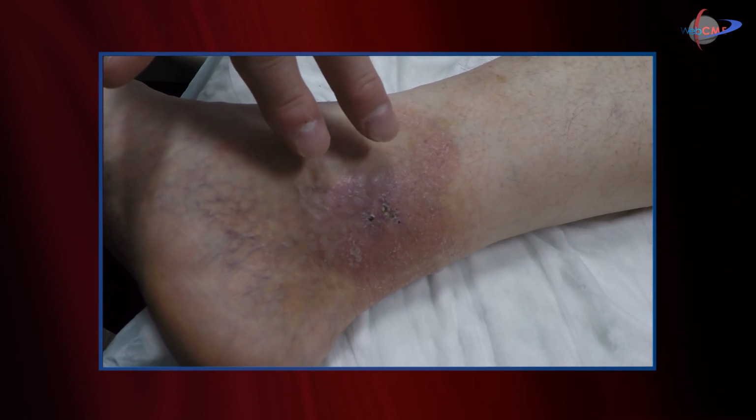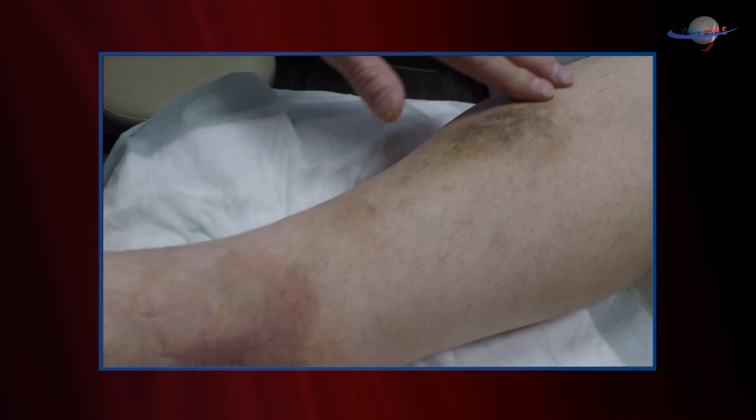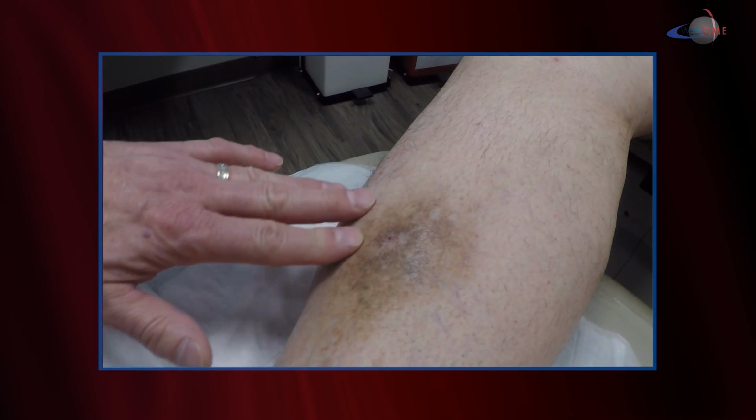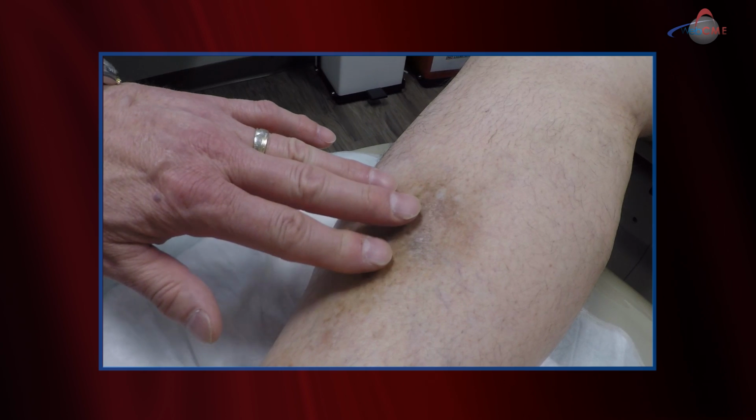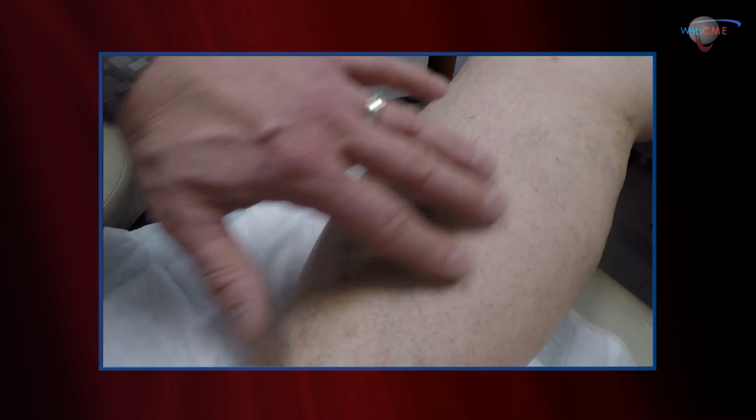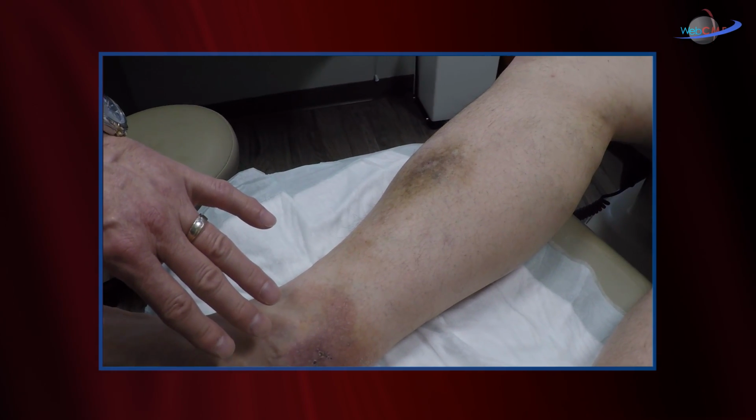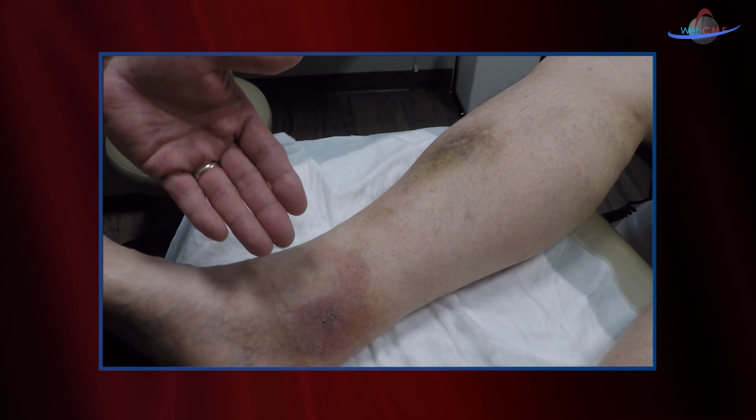Now, please don't mistake this resolving inflammation for what you're going to see in this area, and this is classic hemosiderin staining, classically associated with venous insufficiency. But we have controlled his edema well. That correlates with decreased inflammation, correlates with a healed ulcer.